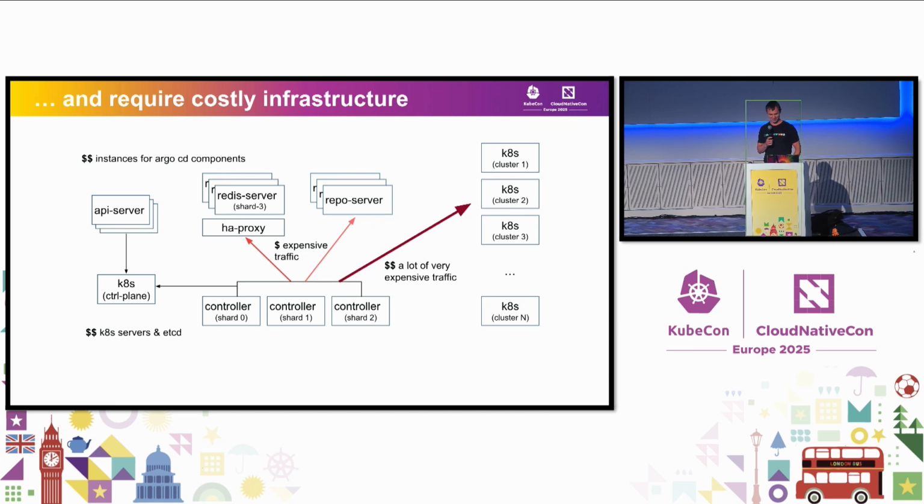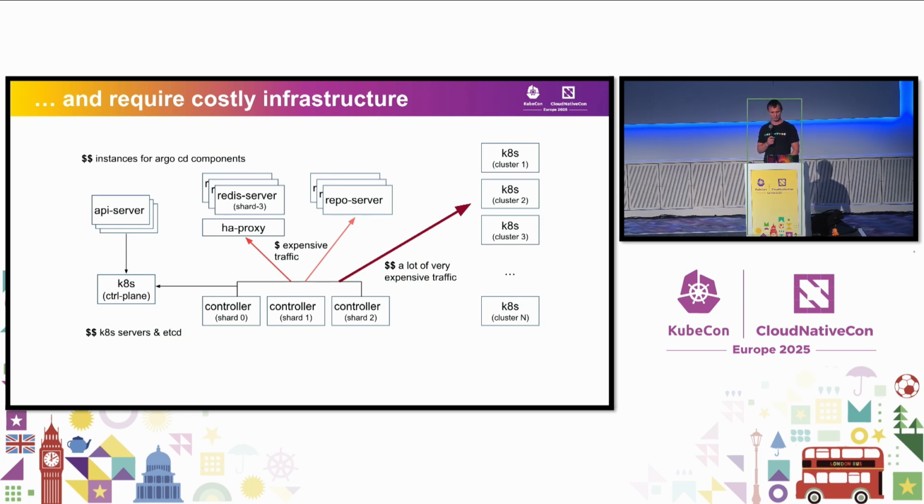And this transition also requires infrastructure that would cost you some money. I try to highlight here the things that maybe are not as obvious and will contribute to your cloud bill. Obviously, we need instances to run Argo CD components. That's obvious. What's not obvious is that we need at least 3, even if you have beefy instances with a lot of memory and CPU.